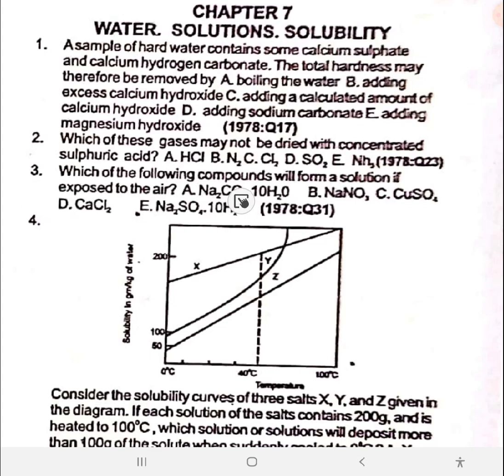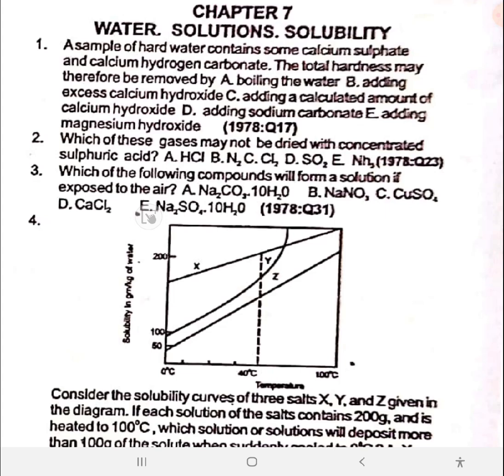3, which of the following compounds will form a solution if exposed to the air? Deliquescent substances are substances that form solution when exposed to the air. Examples: NaOH, KOH, CaCl2, FeCl2, MgCl2, and P4O10. These are all deliquescent substances. They form solution when exposed to the atmosphere.